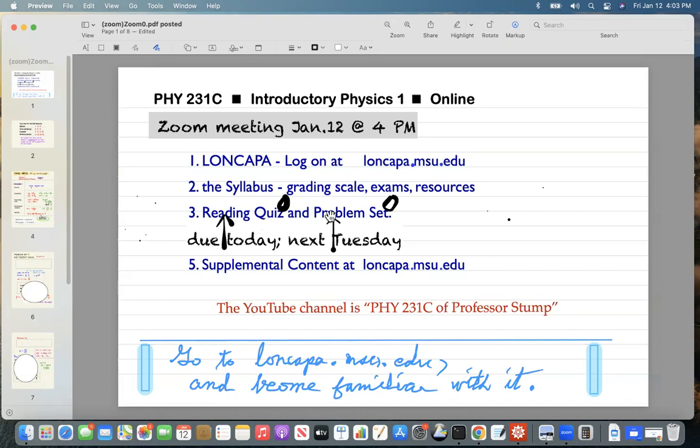And then the problem set is much longer. So the reading quiz might take a half an hour, but the problem set might take several hours. And as I say, there are hints in the supplemental content, so you can look at hints if you get stuck on a problem.